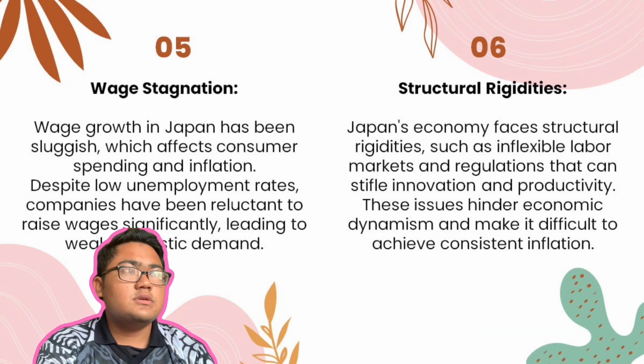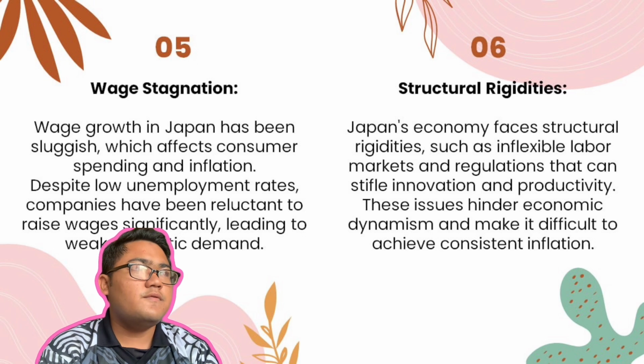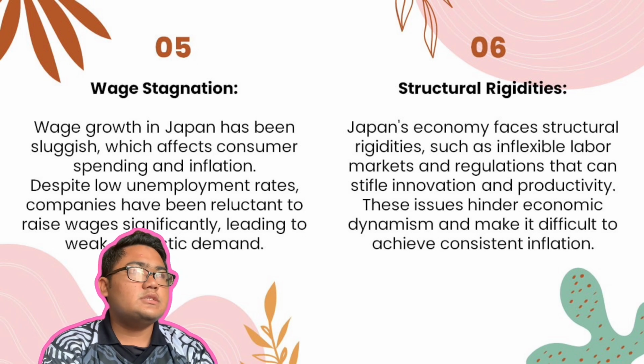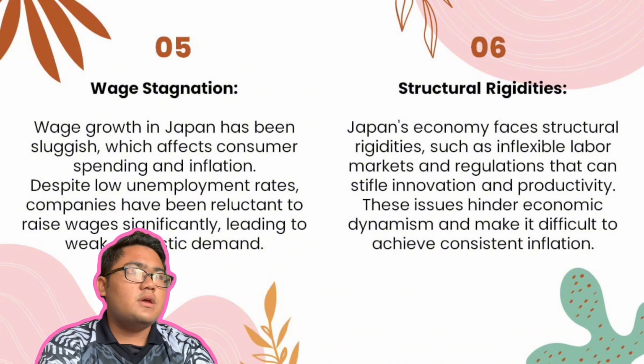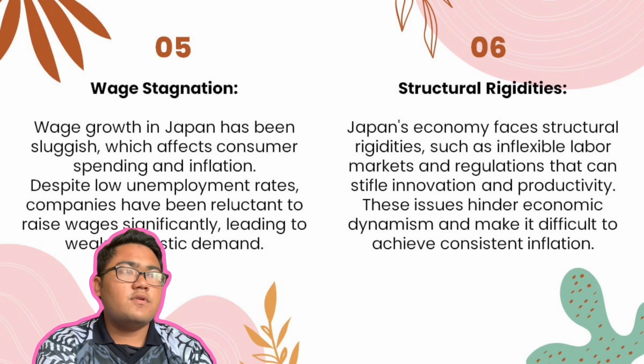Number 6, structural rigidities. Japan's economy faces structural rigidities such as an inflexible labor market and regulation that can stifle innovation and productivity. This issue hinders economic dynamism and makes it difficult to achieve consistent inflation.